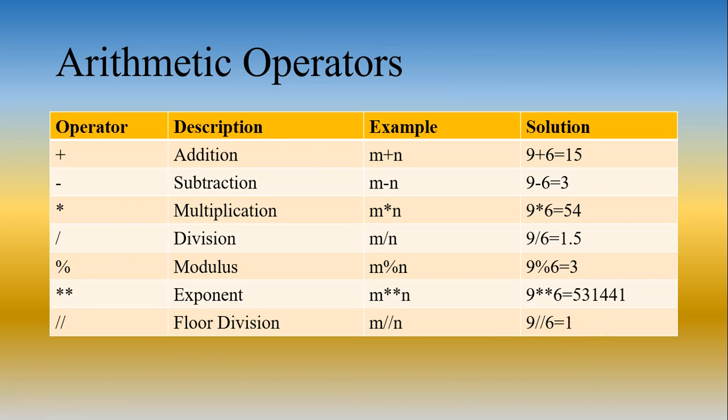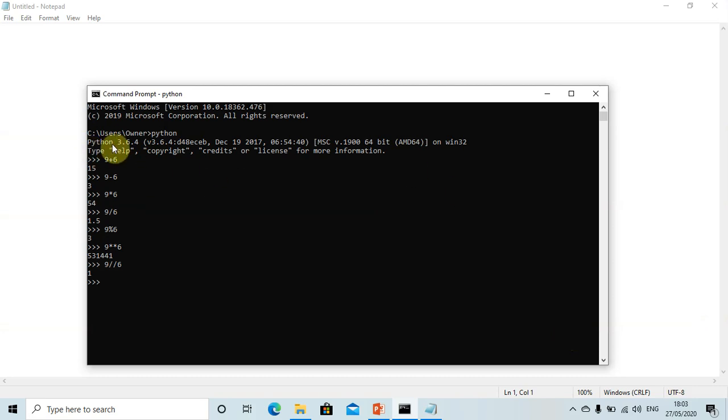We will look at all of this with a bit of a demonstration now. Now we are asking Python. Python, tell me what is 9 plus 6? It is telling us 15. What is 9 minus 6? It is 3. What is 9 into 6? It is 54. What is 9 divided by 6? It is 1.5. What is 9 mod 6? It is giving me 3, that is the remainder of 9 divided by 6.